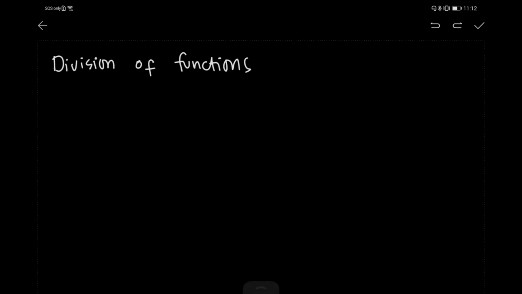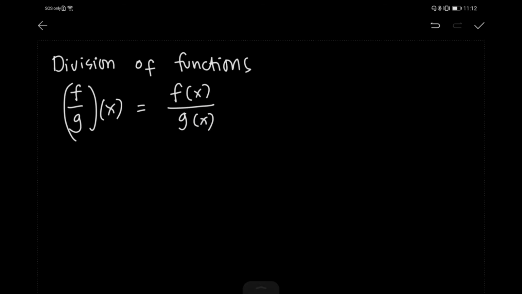Okay, today guys, we're going to discuss the division of functions. Division of functions is represented by this notation, f of g of x, where it means that the f function is divided by our g function. In this case, we have a restriction that our denominator must not equal 0. Okay?